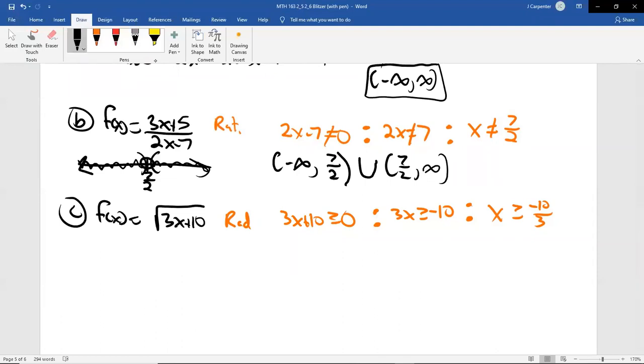If you have trouble going straight to the interval notation, remember you can always graph this first. Here's your negative 10 thirds, greater than means shade to the right. That has the or equals, so we bracket it. So there's our domain: negative 10 thirds, comma, infinity, parentheses for the infinity, bracket for the negative 10 thirds, because it had the or equal.